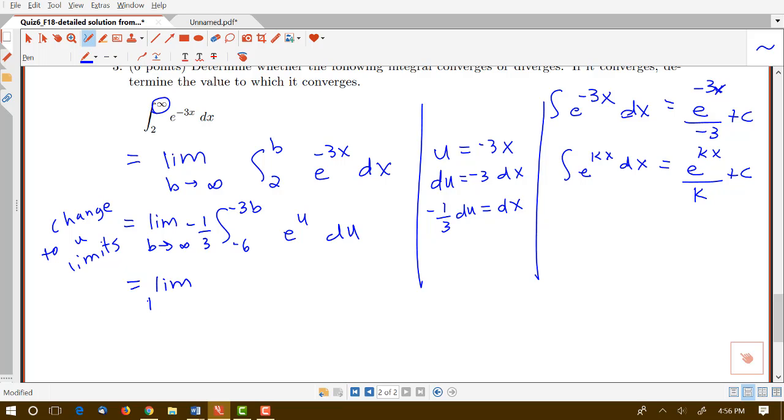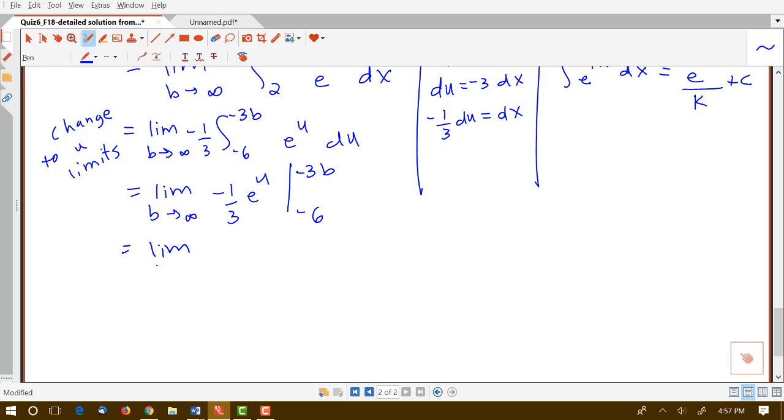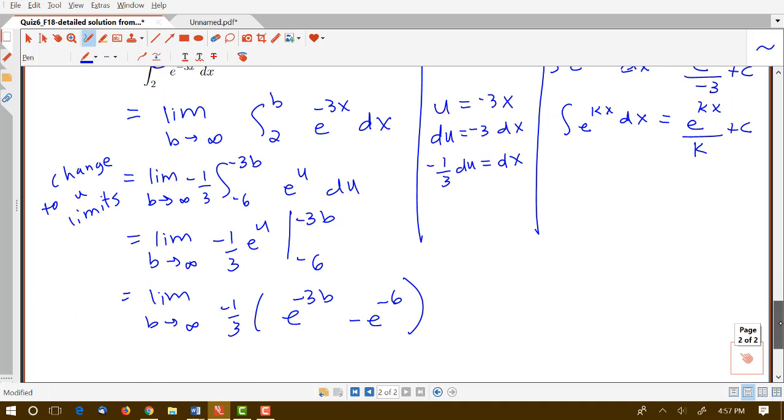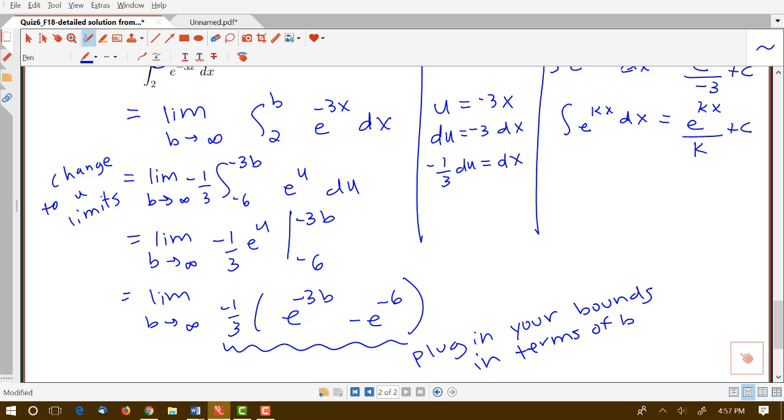And this will be e to the u, and then I'll have this negative 1/3 du. So notice that we have the limit as b goes to infinity of e to the u with negative 1/3 out in front, evaluated from negative 6 to negative 3b. So we have the limit as b goes to infinity, negative 1/3 times (e to the negative 3b minus e to the negative 6). You always need to have this step where you've plugged in the bounds, and I mean your bounds in terms of the variable, in this case in terms of b. You should never be plugging in infinity.